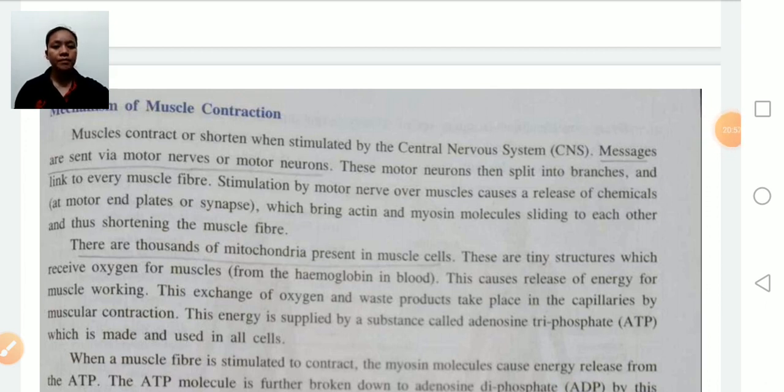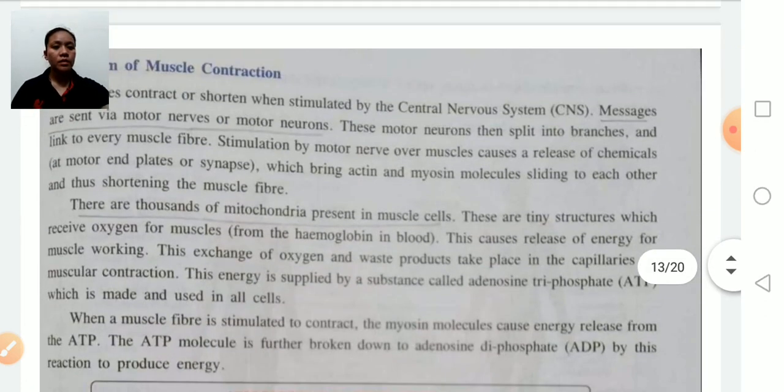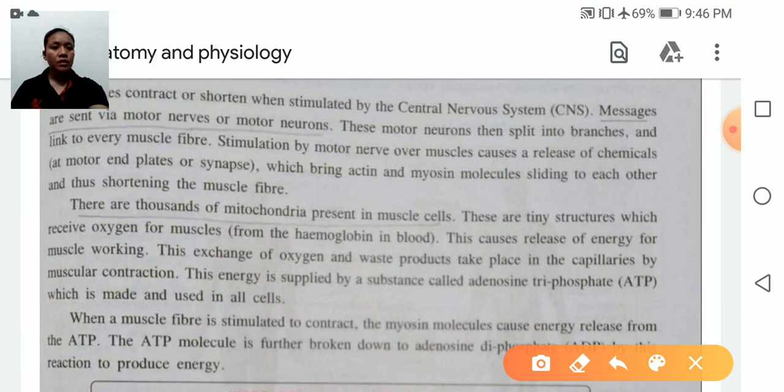Mechanisms of muscular contraction. Muscles contract or shorten when stimulated by the central nervous system. Lengthening or shortening of muscles occurs according to stimulation by the central nervous system. Messages are sent via motor nerves or motor neurons. This motor neuron then splits into branches and is linked to every muscle fiber.